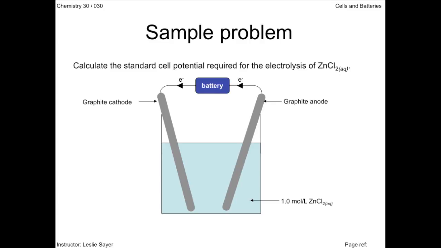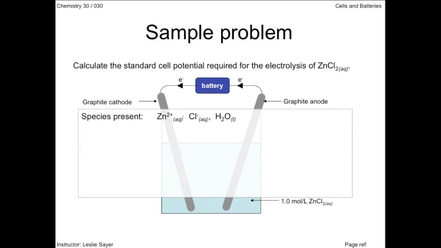Well, we start by deciding on the half reactions to write out. What species are present? Zinc ions, chloride, and water. It might not play a part in the calculations, but list it in case.